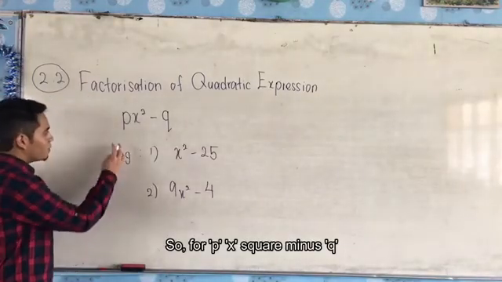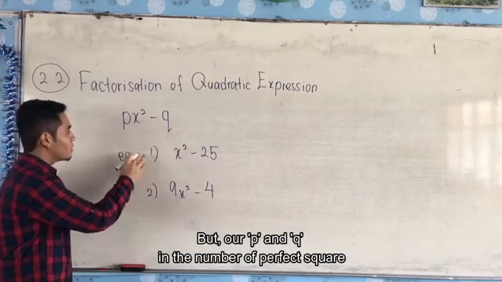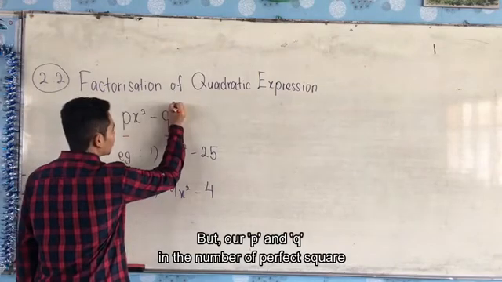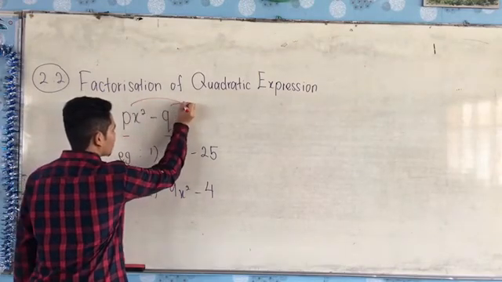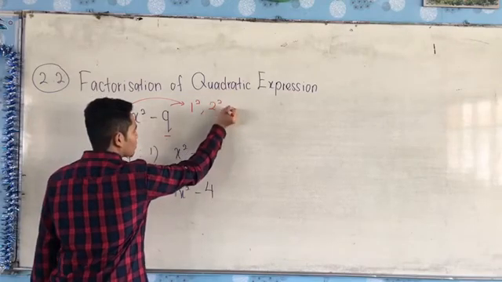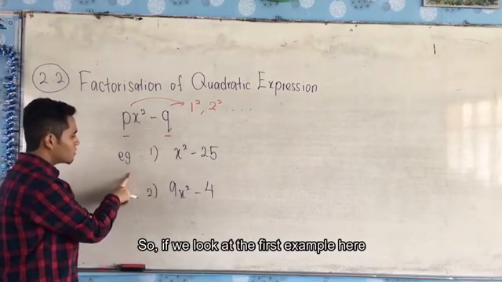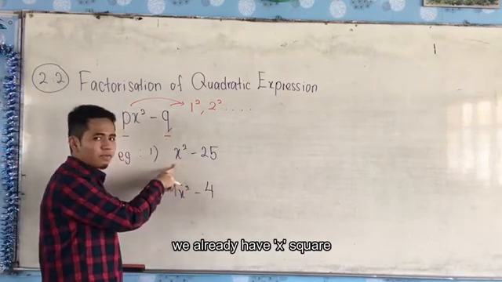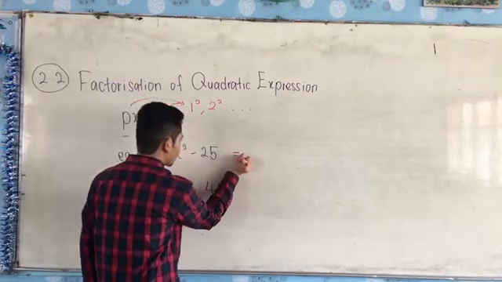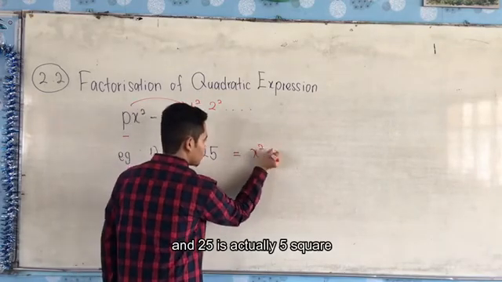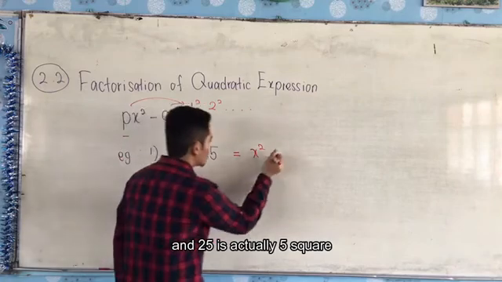Okay, now the third part. For px squared minus q, our p and q are in the form of perfect squares, which is 1 squared or 2 squared. So we look at the first example here. We already have x squared, and 25 is actually 5 squared.